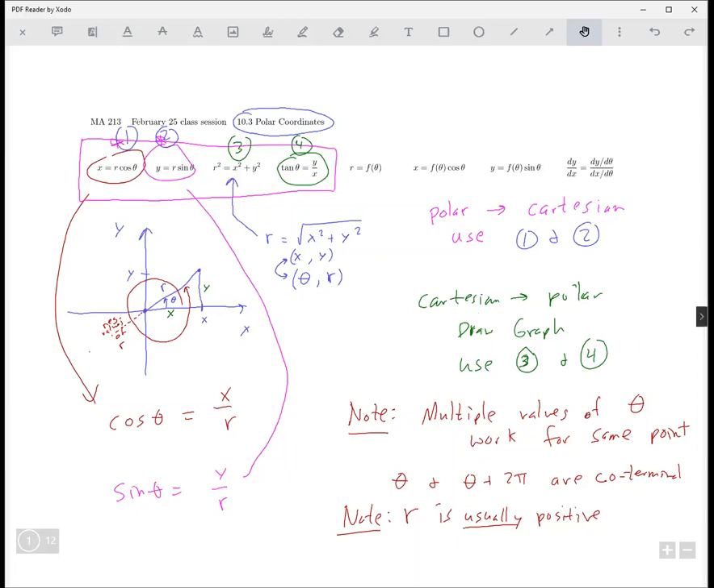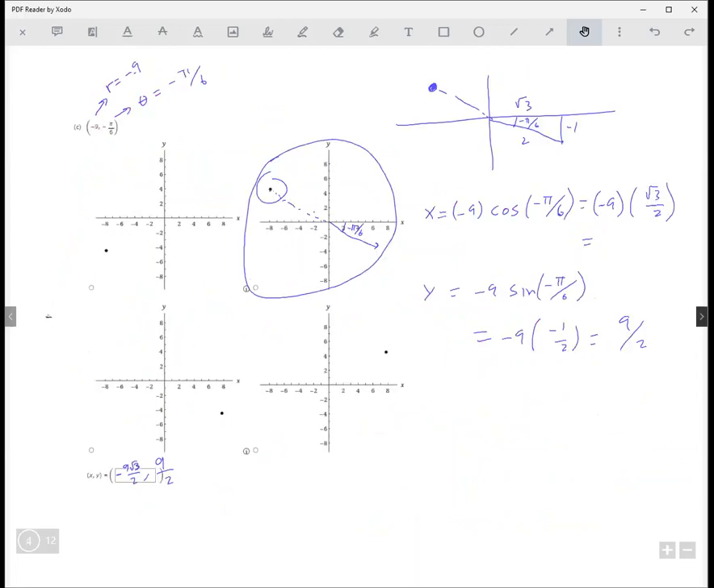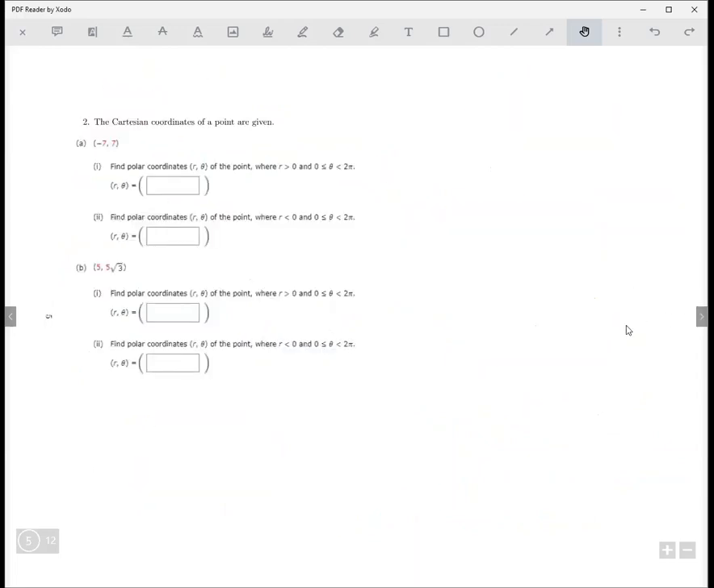And every time, the best thing to do is to draw a graph, because it can be highly confusing. Okay. So here I have the point -7, 7. This is x, y coordinates. So I draw a graph, and it's going back 7 and up 7. And there's the point right there.